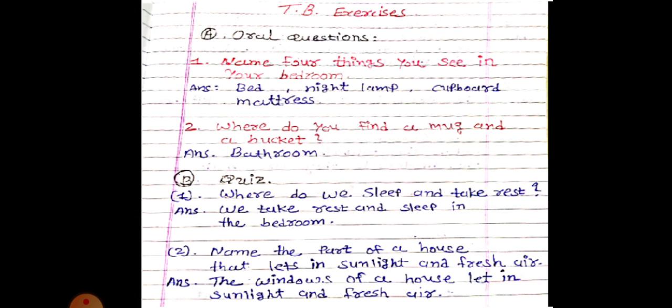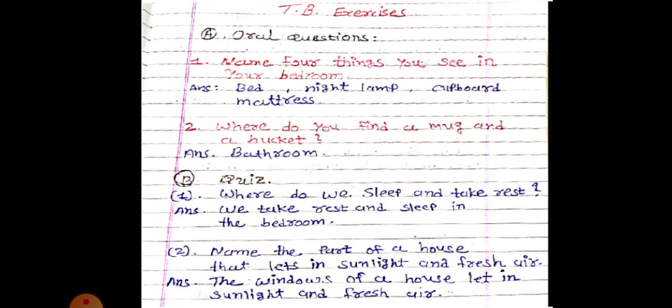You can also write your own answer, whatever you see in your bedroom. Suppose you see different kinds of toys in your bedroom, then you can write toys, etc. Okay. Second, where do you find a mug and a bucket? You have to write the answer: bathroom. B exercise. Where do we sleep and take rest?